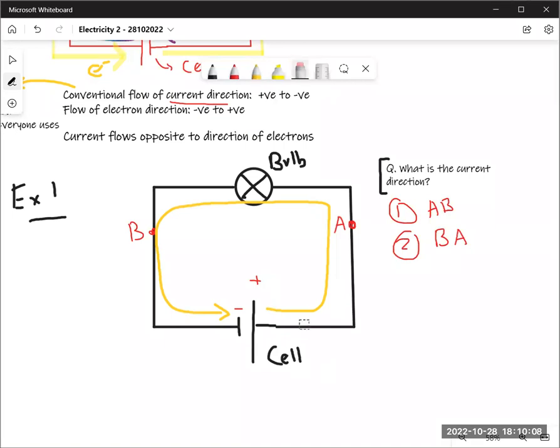So this is the current direction. Now, are we going A to B or B to A? A to B. So therefore the correct answer is A to B.